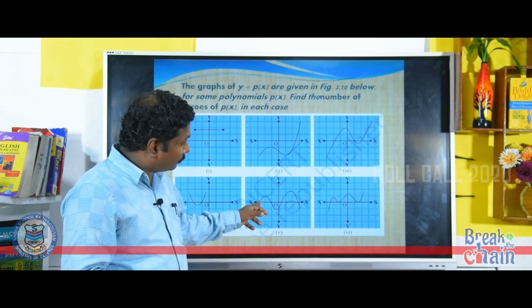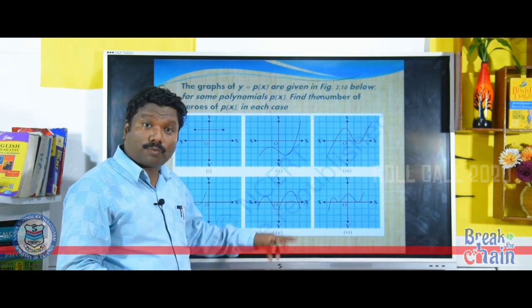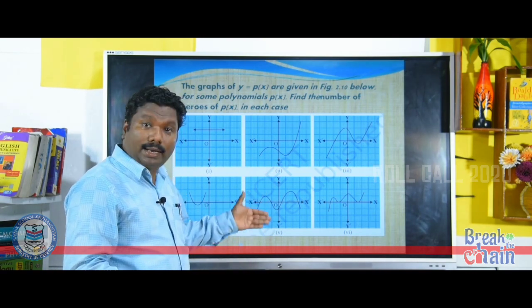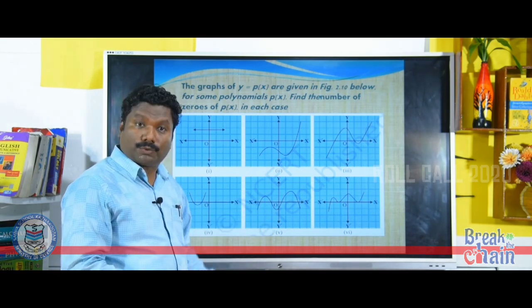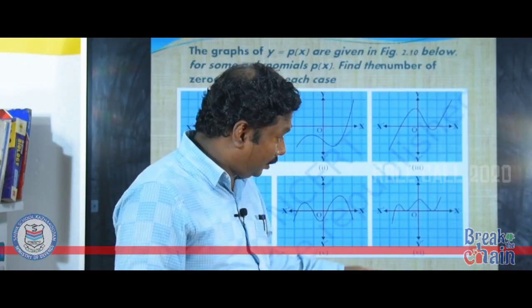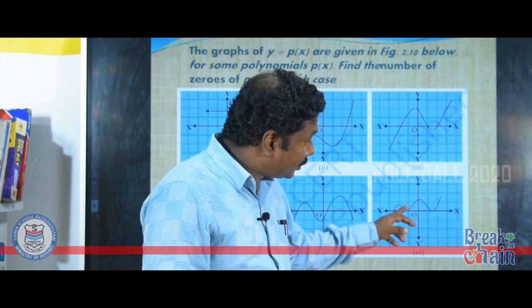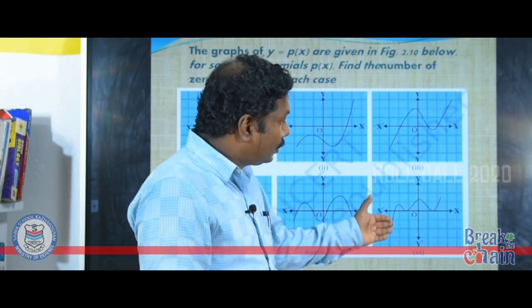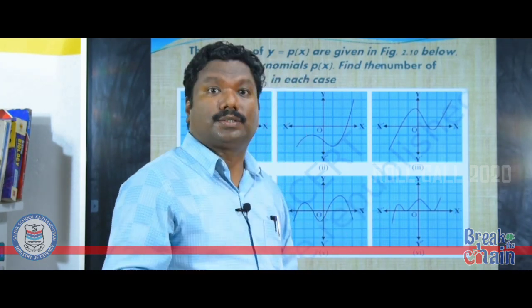Similarly, the fifth one is another curve. See, this curve touches the x-axis at 1, 2, 3, 4 distinct points. That means this polynomial has 4 zeros. In the last question, this curve touches the x-axis at 3 distinct points, which means this polynomial has 3 distinct zeros, or 3 zeros.